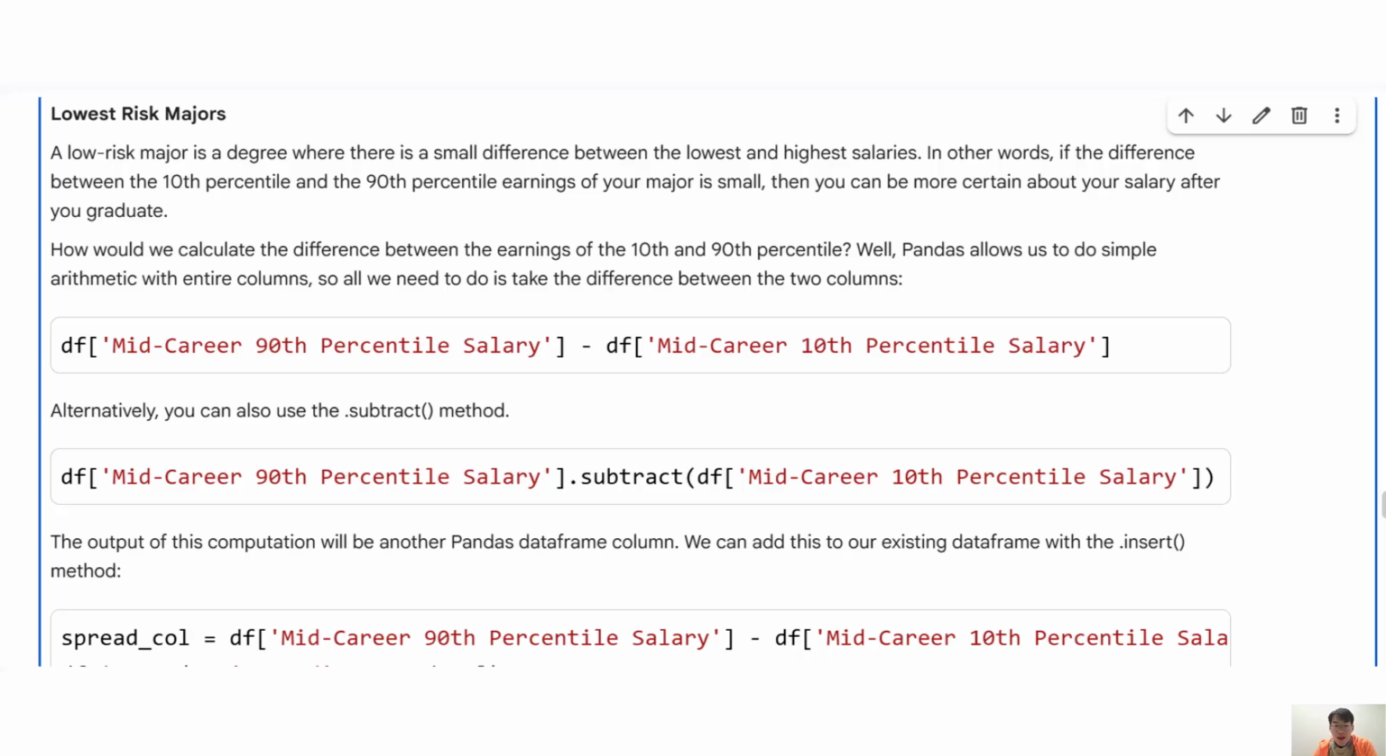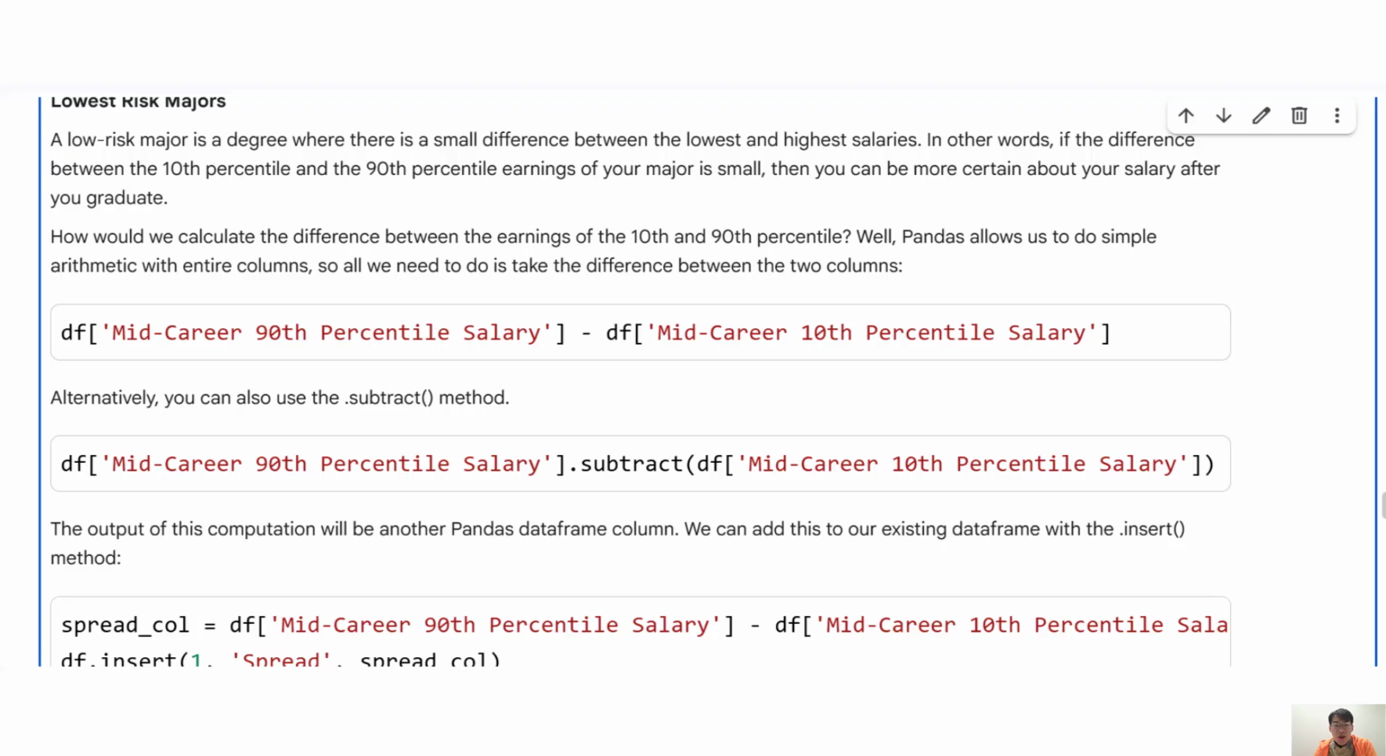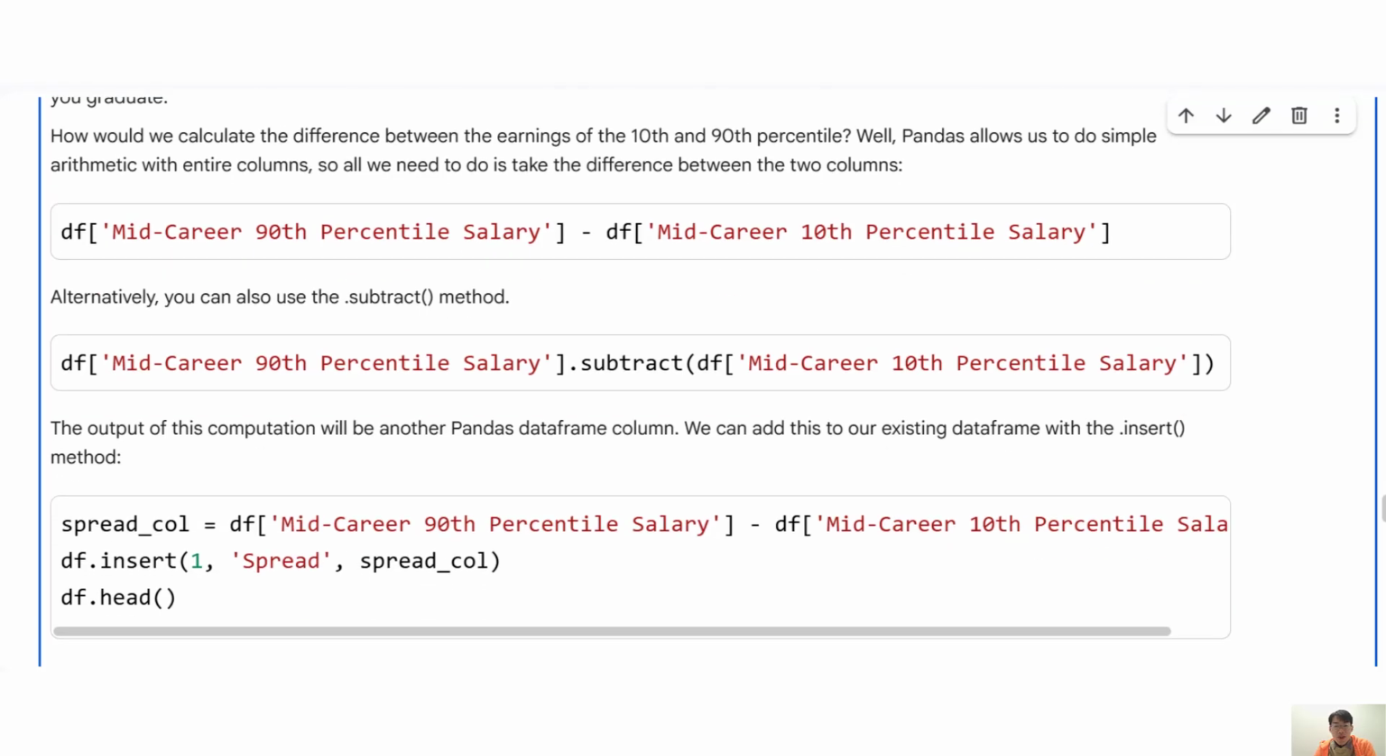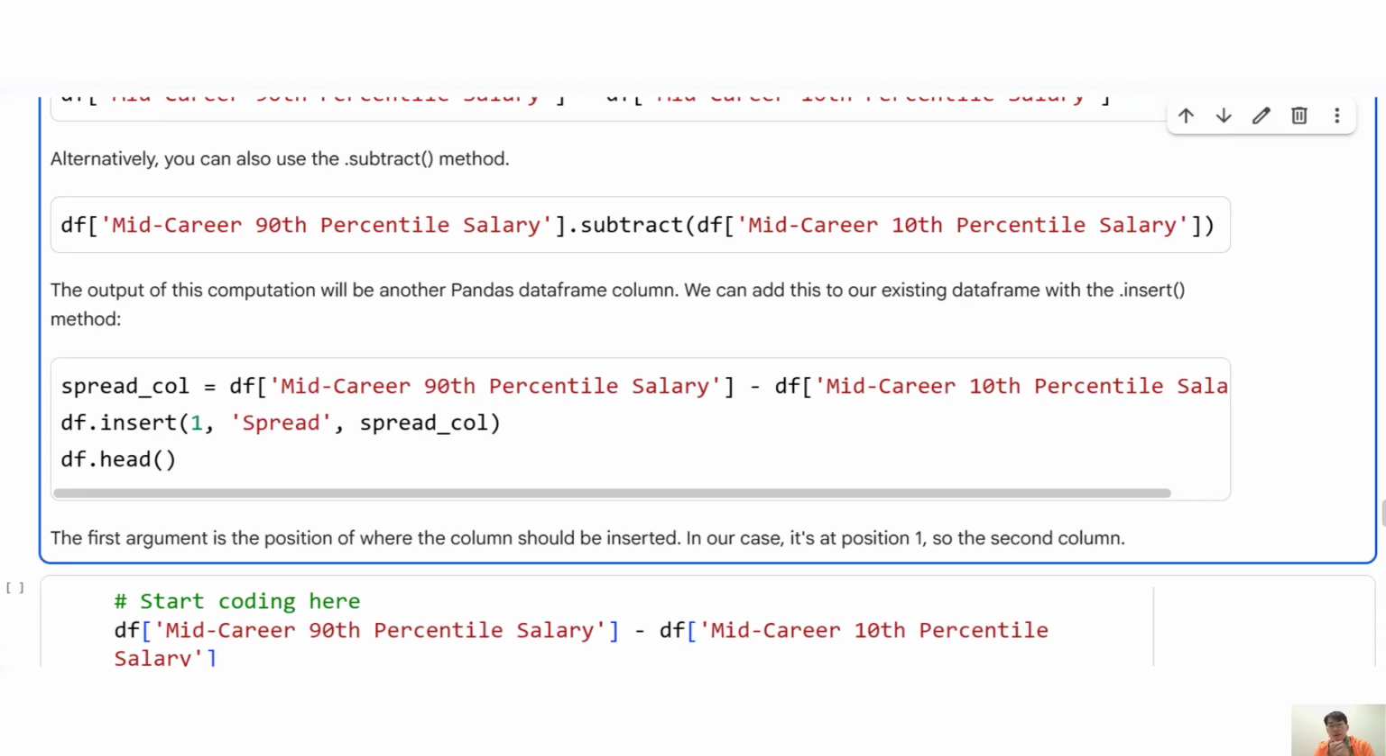So what we're going to do is use the column mid-career 90th percentile salary minus the mid-career 10th percentile salary. It means that we're going to use one column minus another column, so it will return another column with the difference. I will demonstrate it later, or you can use the function subtract. And then we're going to insert the difference as a single column into the original data frame. We call it spread, how huge the gap between the two columns is.